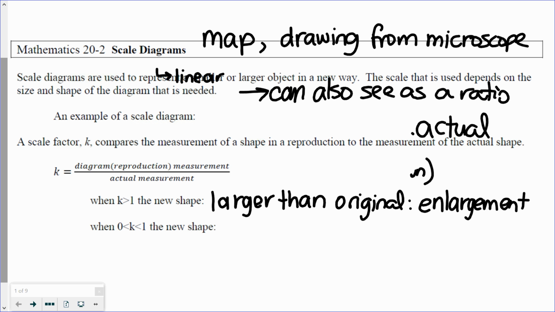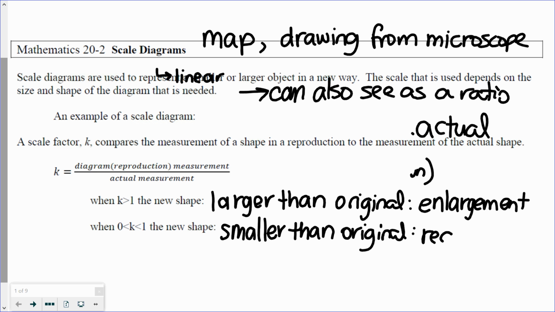And then when K is between 0 and 1, so K won't be a negative number, but K can be a fraction between 0 and 1, the new shape is smaller than the original. So we'll often call that a reduction. And so that would be like our map, right? The drawing, the paper map is much smaller than the actual province or city or country or whatever your map is actually of.